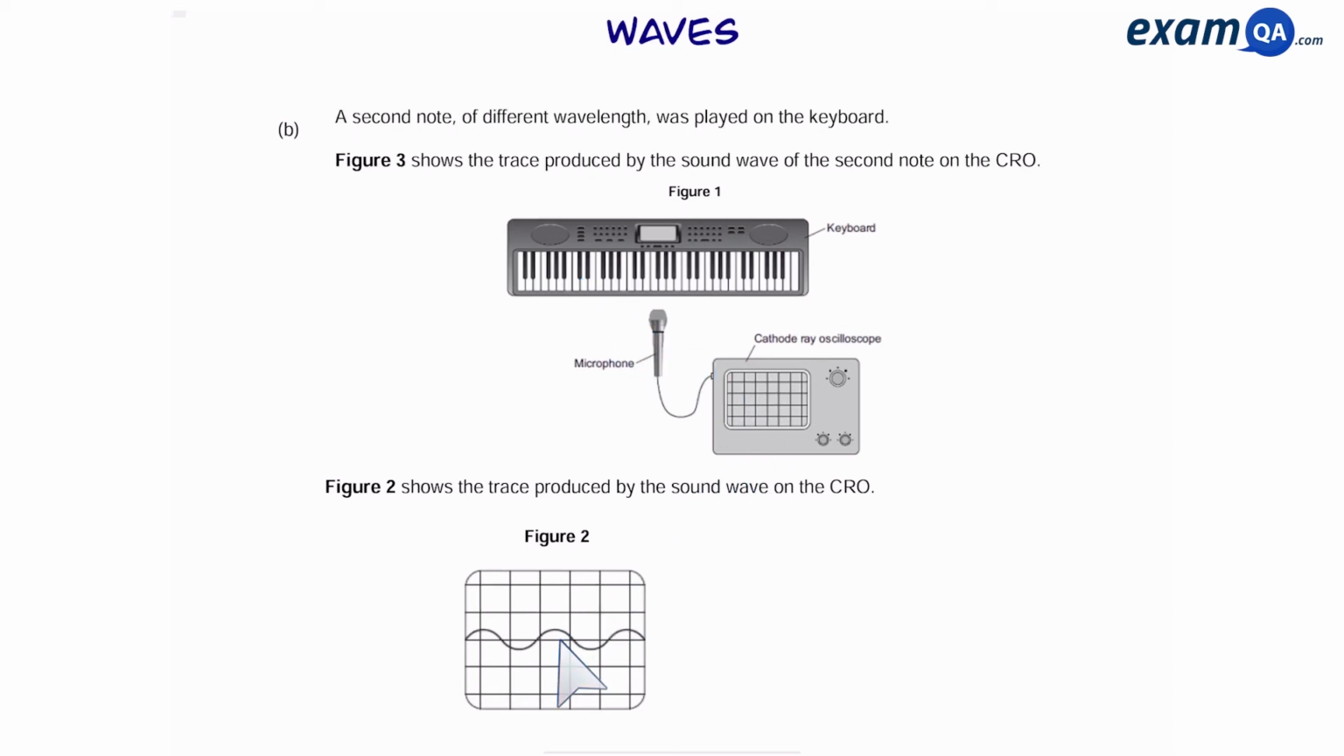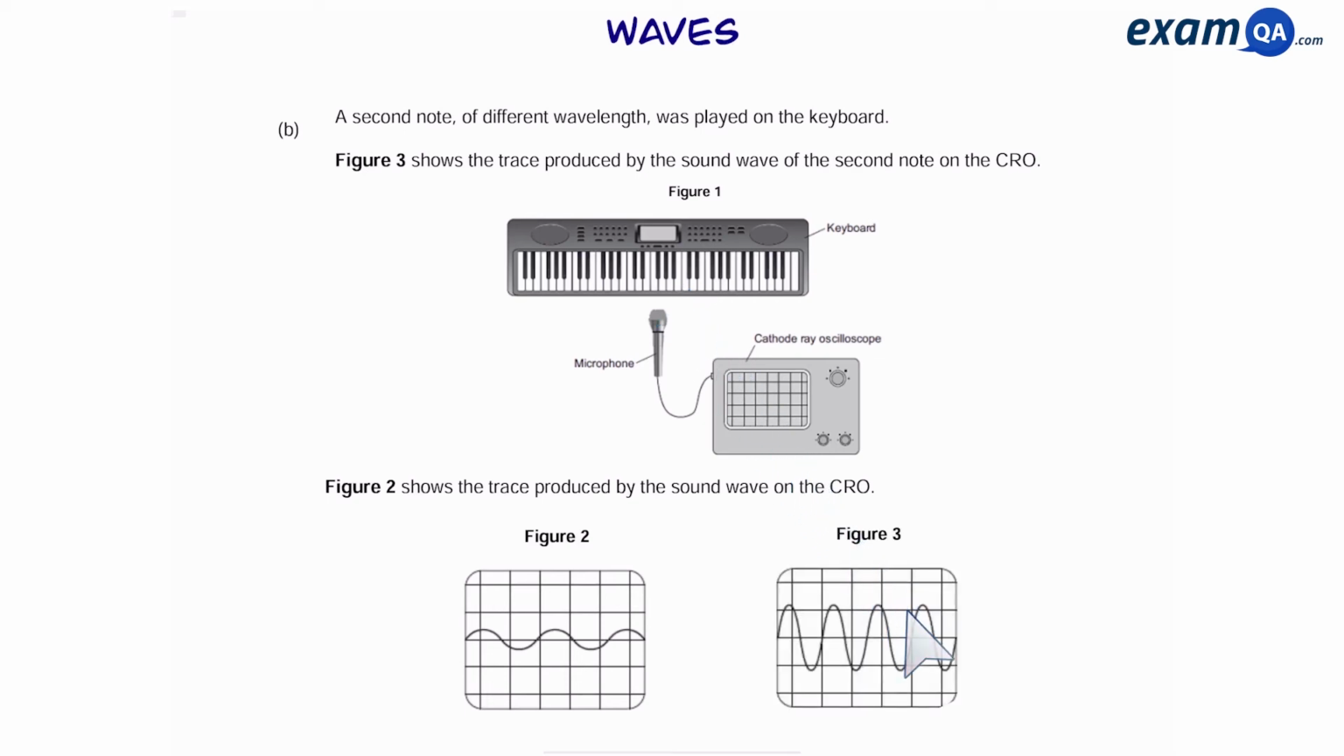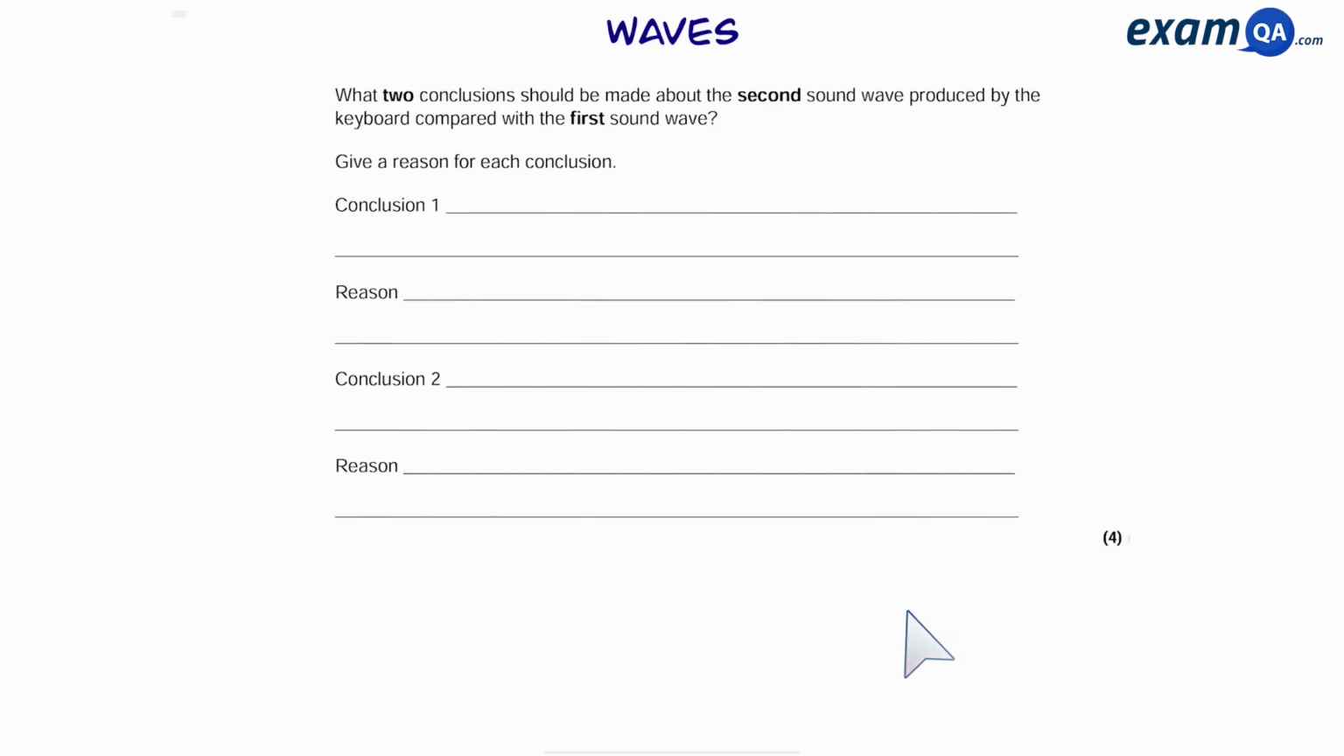A second note of different wavelength was played on the keyboard. Figure 3 shows the trace produced by the sound wave of the second note. And this is figure 3. So we can see now that we have a different trace. What two conclusions can be made about the second sound wave produced?